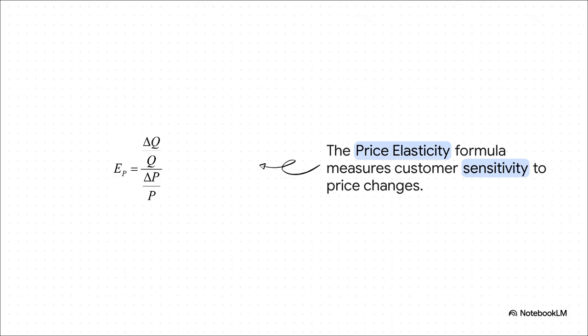So how do we actually measure this? Well, we use a formula like this one for price elasticity. Now, we're not going to get lost in the math here, but the key idea is that it calculates the percentage change in how much people want, divided by the percentage change in price. This gives us a specific number that tells a business exactly how sensitive its customers are.